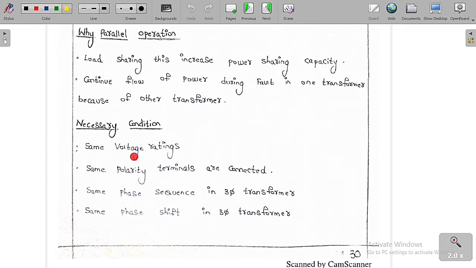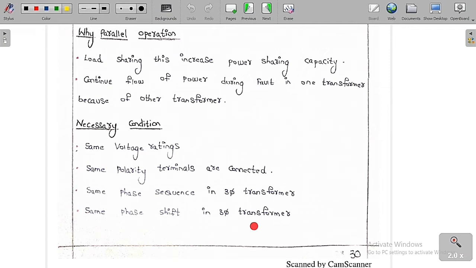One is same voltage ratings. The voltage ratings of transformer A and transformer B should always be the same. It's the first necessary condition. Same polarity terminals are connected for the primary side and also the secondary side. Then the same phase sequence in a three-phase transformer. If the transformer is star to delta, then transformer B should also be star to delta connection. And the same phase shift in a three-phase transformer.